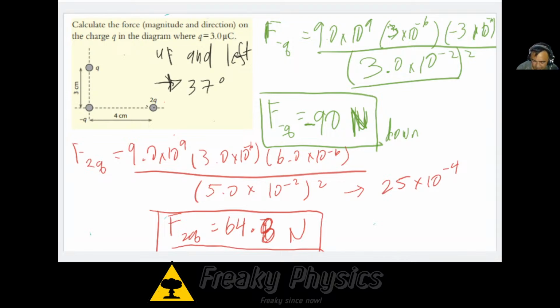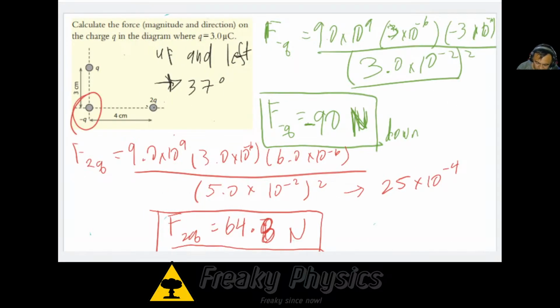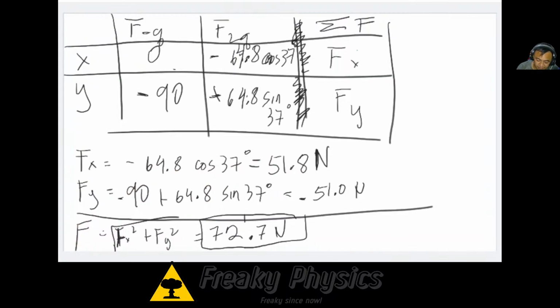So why is it 0 then? Because we're looking at Q. The force from Q is all downwards. There's no horizontal component to it. So no x component for the force. That's why that's 0. All right, so we got this.